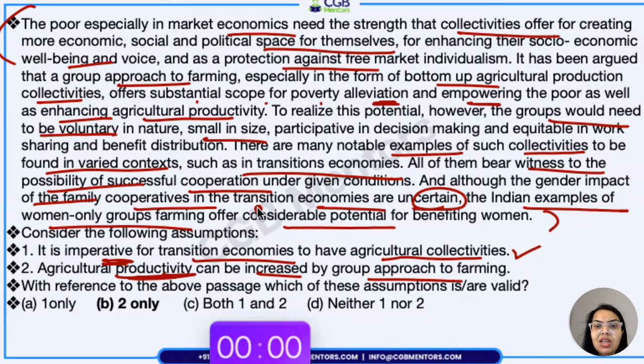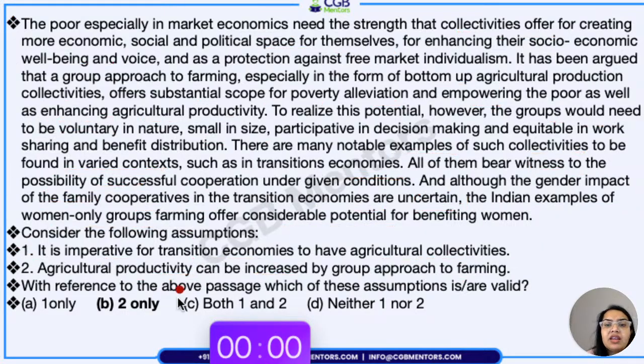First one, the assumption: it is imperative for transition economies. We don't get enough evidence in the passage that says it is super important, that without it the work will not happen, in the economies to have agricultural collectivities. Agricultural collectivities is just an example given over here. So no, he might not have assumed this. This first idea will not hold because the passage is slightly different and in fact broader.